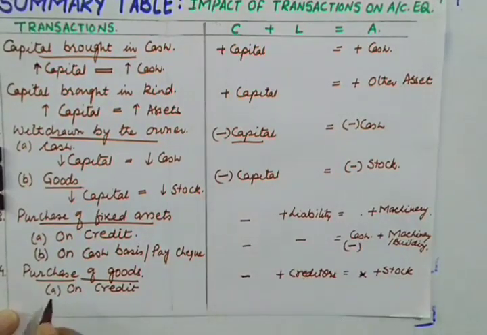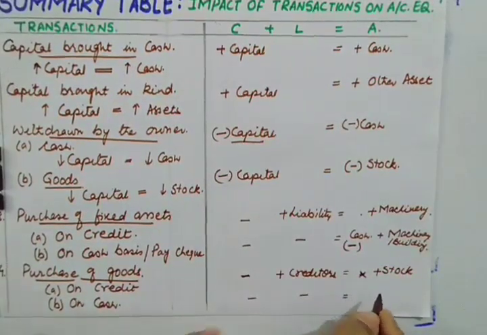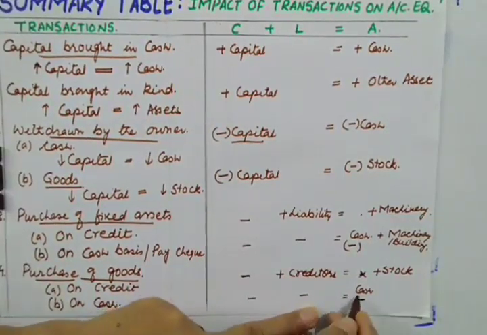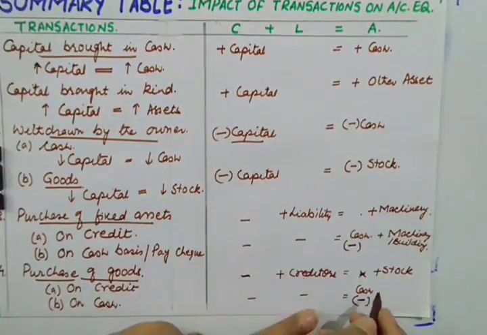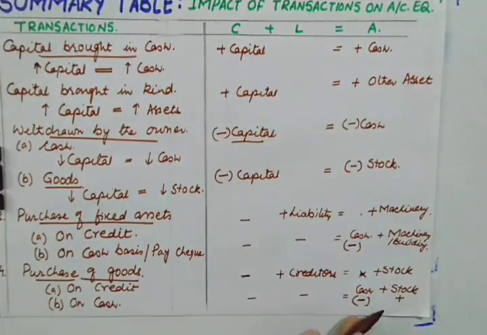So the equation will balance. And likewise, suppose he is buying on cash basis, then what will happen? Buying in cash means no change in capital, no change in liability. His cash balance will reduce, and simultaneously his stock will increase. So this is not going to affect your equation because both changes are on the right hand side with equal amount. So let us take an example for this also.